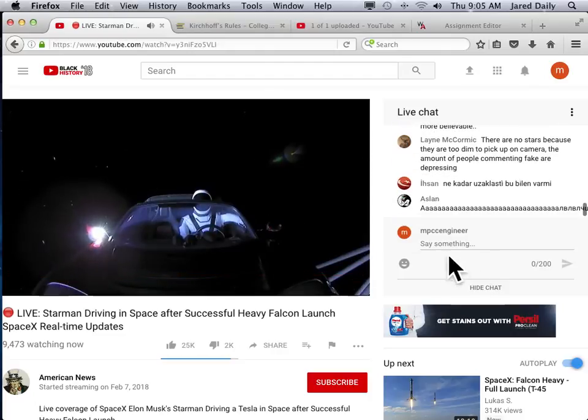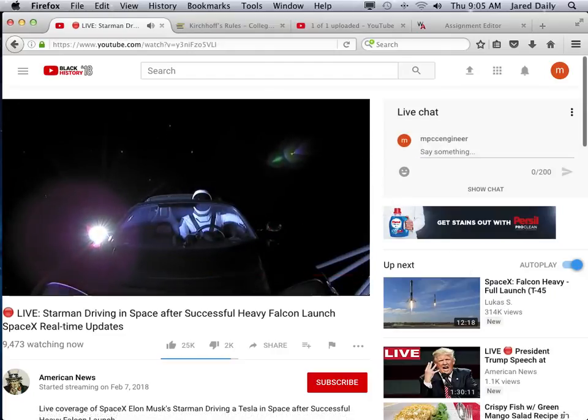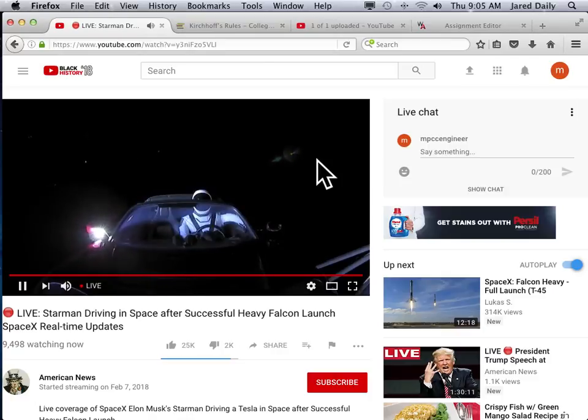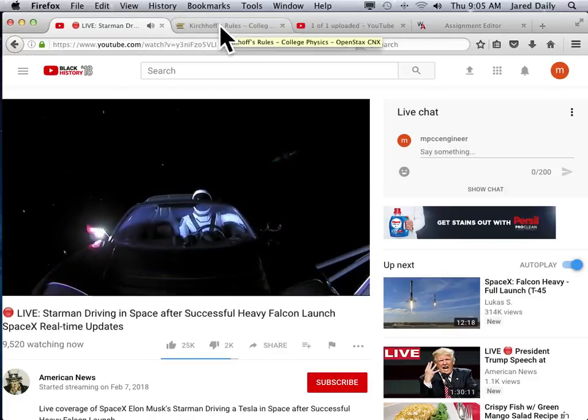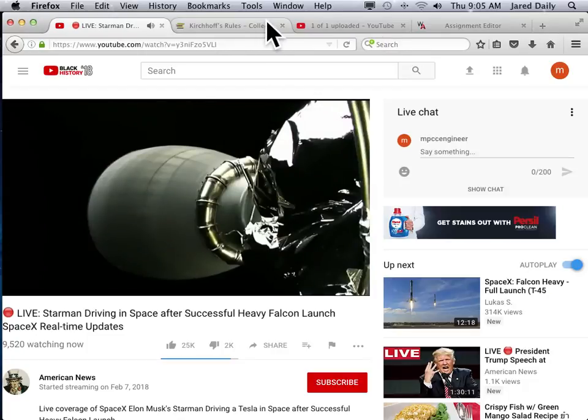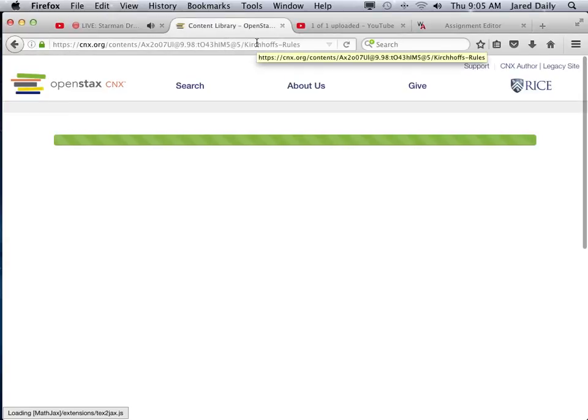Good old Starman. I must say, the SpaceX spacesuits are pretty aesthetic. They definitely took that into account for design. Yep.